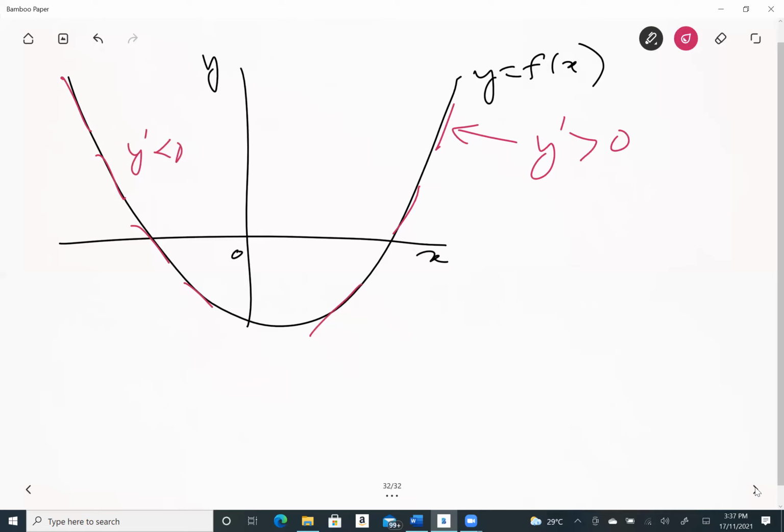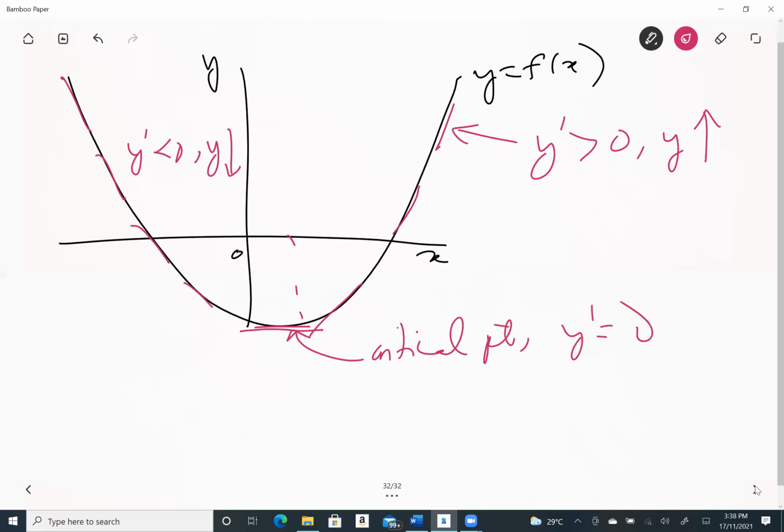And over here, on the other side, you see y prime is positive. So when y prime is negative, what about the function? What about the curve? Going up or going down? The curve is going down, right? When y prime is positive, the function is going up. And there is a critical point here. That critical point is where y prime is equal to 0.